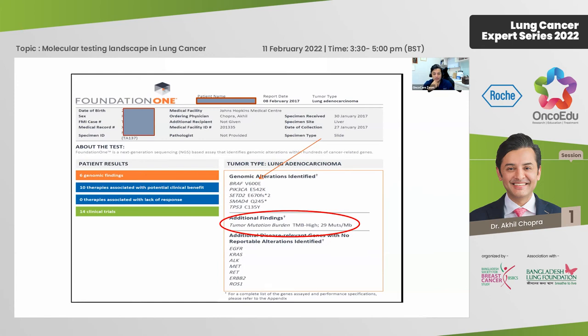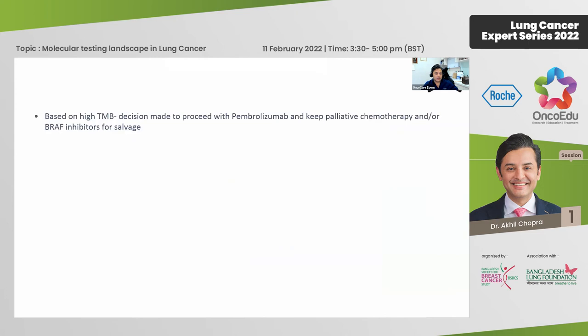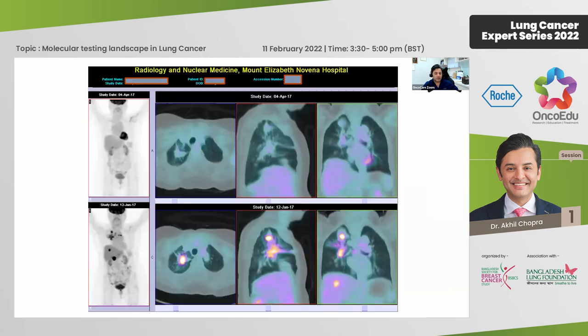So this case was actually discussed at the Hopkins Molecular Tumor Board, because I was working for Johns Hopkins at the time. And they recommended BRAF therapy based on the BRAF mutation, which was considered to be a driver mutation. But BRAF therapy was still nascent and quite toxic, and she's 80 years of age. So I decided to go against the tumor board and give her pembrolizumab, which at that time was only approved for second-line treatment. And I thought I would keep chemotherapy and BRAF inhibitors for salvage.